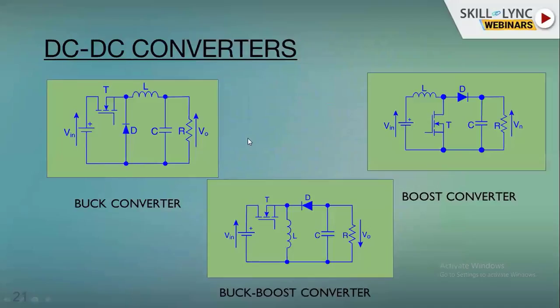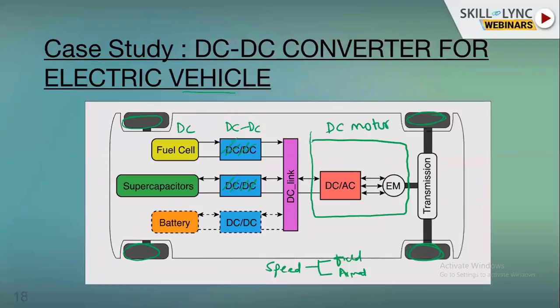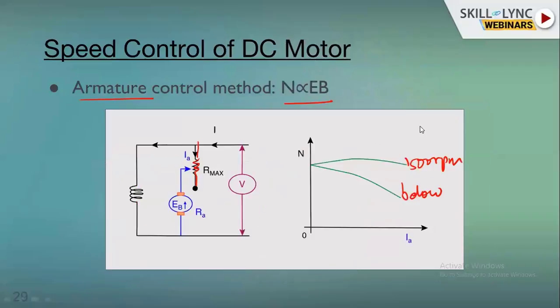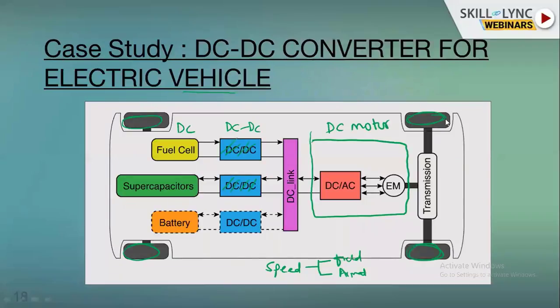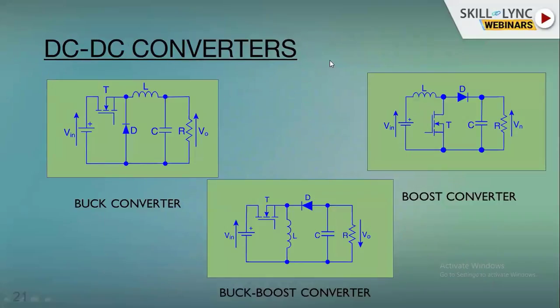Then coming to the converter. If you look at the block diagram, what I mean to say is, I want to show you the speed control of the vehicle. Second thing is I talked about the DC motor. Then I'm talking about the DC-DC converter. I'll put all of them together and control the motor. So this is nothing but a DC-DC converter.